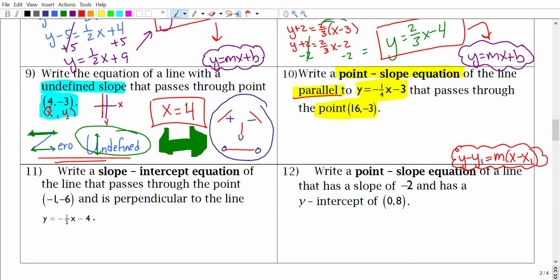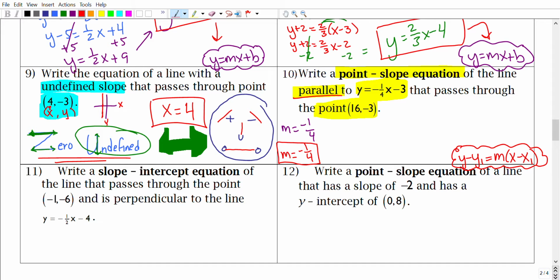Well, this original slope that I'm given here is -1/4. So meaning my new slope has to be also -1/4. Why? Because it's a parallel line. Parallel lines have the same slopes, okay?